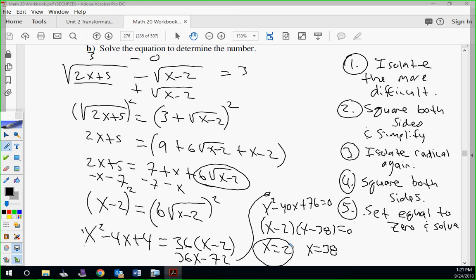Okay, let's do a different color for the 38 here. All right, so 38 times 2 is 76, plus 5 is 81, so 9. And then we have 38 minus 2 is 36, so 9 minus 6, 3. They both work. That's why we have to test them. They are both solutions.